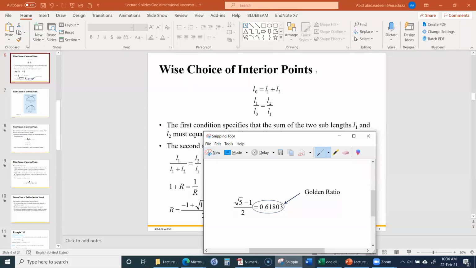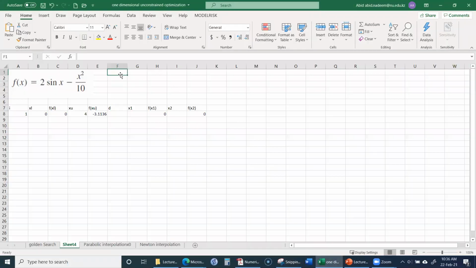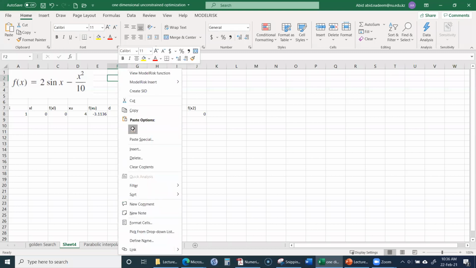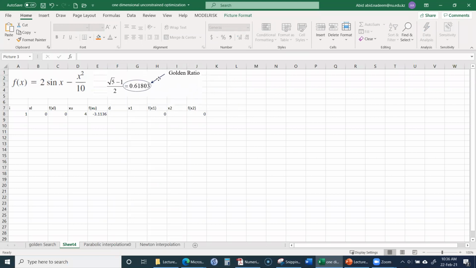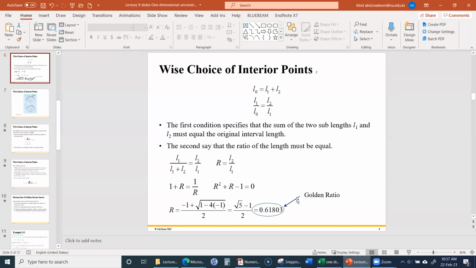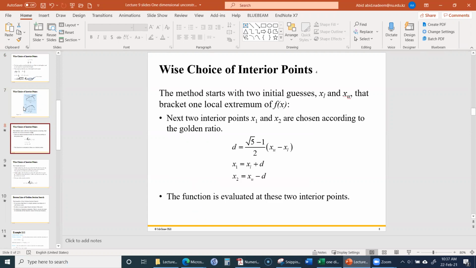Okay. So we'll use this golden ratio. And then this golden x1 and x2, what are those values, x1 and x2? Yes. Yeah, from here.